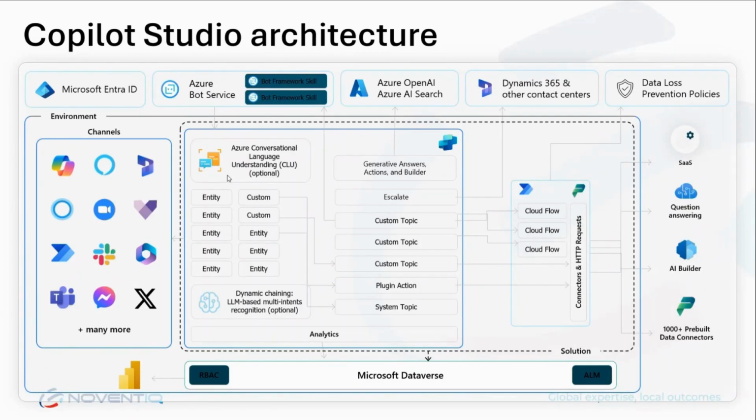You can also connect it with Dynamics 365. There's huge support for contact centers. There's even support for incident management tools like ServiceNow and Jira. And then there are the DLP policies that are pre-configured on your M365 tenant. Those are being inferred into MCS, Microsoft Copilot Studio, as well.